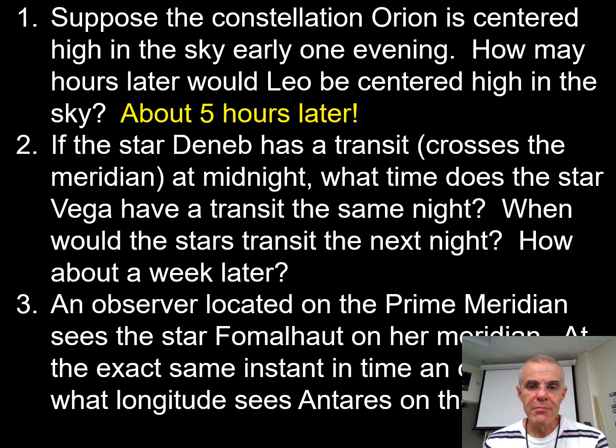So if Deneb has a transit at midnight, what time does the star Vega have a transit the same night? When would the stars transit the next night? How about a week later? So let's try and figure that one out. And again, you might want to try and answer the question yourself, pause the video, get a star chart, find Deneb, find Vega, and then see what you think the answer is.